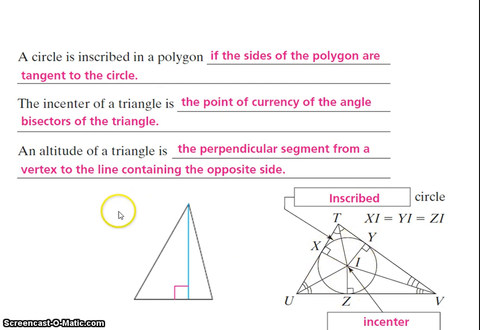Another way of thinking of it is that it touches each side in exactly one place. The incenter of a triangle is the point of concurrency of the angle bisectors of the triangle. So that's what this is. Angle bisector of V, of U, of T, where it meets right here in the middle. That's what's called the incenter. And then the altitude of a triangle is the perpendicular segment from a vertex to the line containing the opposite side. So it has to be a right angle going directly up to one of the vertices.